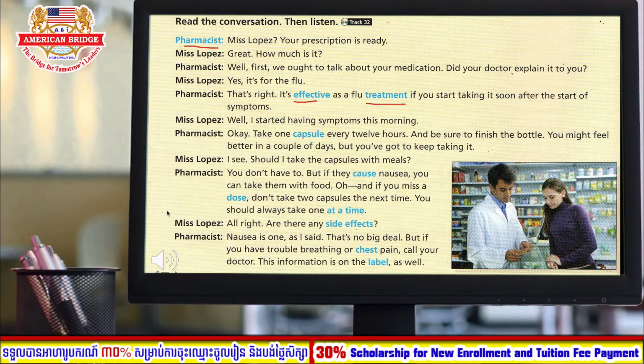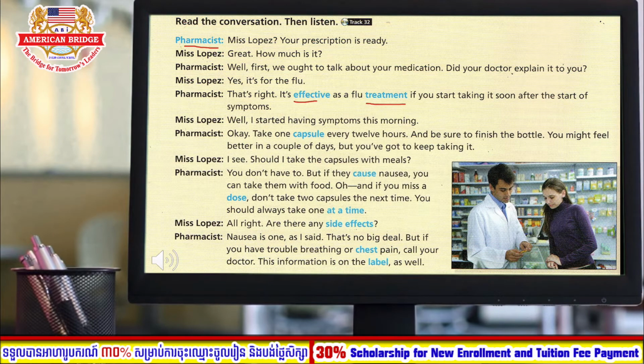Track 32. Ms. Lopez, your prescription is ready. Great. How much is it? Well, first, we ought to talk about your medication. Did your doctor explain it to you? Yes, it's for the flu. That's right. It's effective as a flu treatment if you start taking it soon after the start of symptoms. Well, I started having symptoms this morning. Okay, take one capsule every 12 hours and be sure to finish the bottle. You might feel better in a couple of days, but you've got to keep taking it.